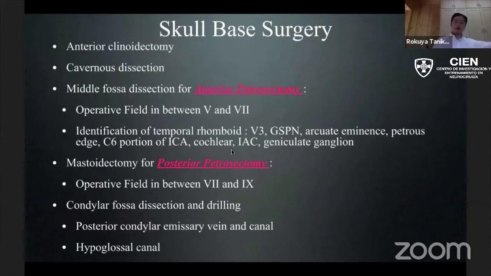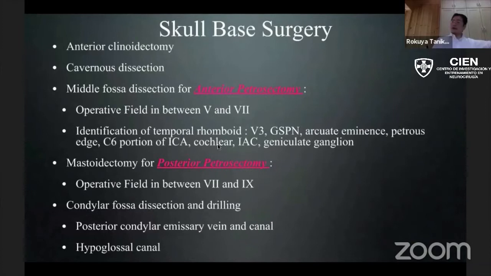And you can skeletonize the internal auditory canal along the petrous edge. And just posterior to the GSPN, there is the geniculate ganglion. They are very important landmarks. We can get the operative field in between the trigeminal nerve and the facial nerve in anterior petrosectomy.